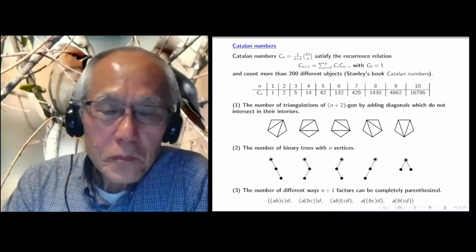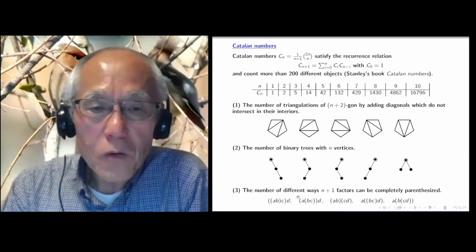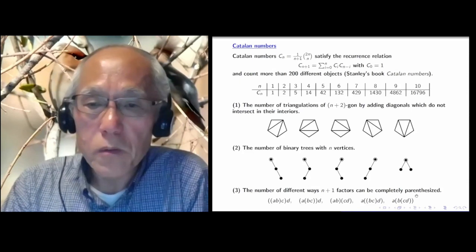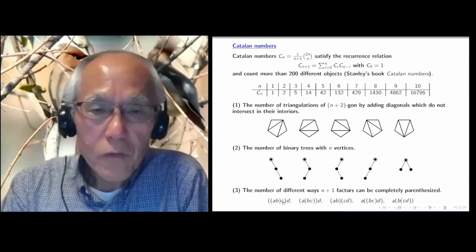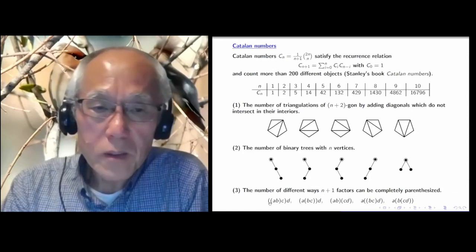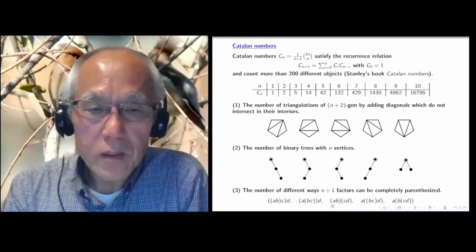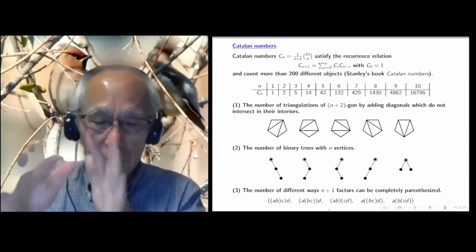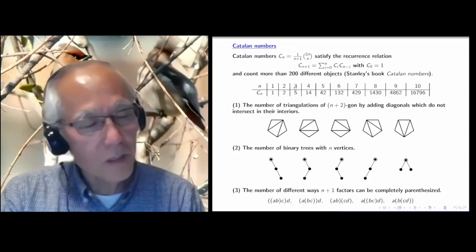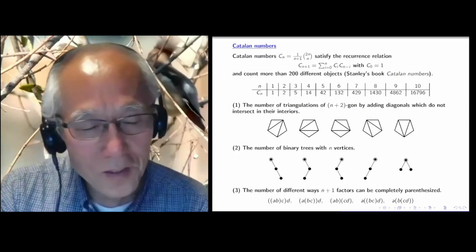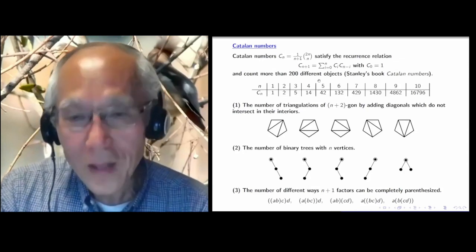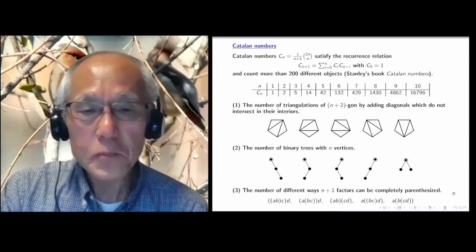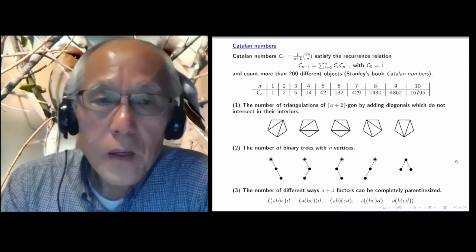And also, the number of different ways n plus 1 factors can be completely parenthesized. So for instance, I take n to be 3, so we have 4 letters, and I give parentheses, using associativity, and I get 5 ways.